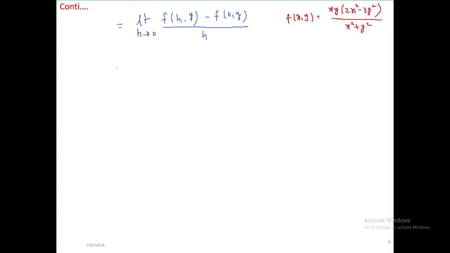Now let's substitute back in this. So wherever x, there you write h, wherever y, y itself. Therefore this one h into y. So limit h tends to 0, h into y, and 2h square minus 3y square whole upon h square plus y square. Okay, this one minus f at 0 comma y. So now instead of x you write 0, instead of y, y itself. Therefore this is 0 whole upon h. Okay.